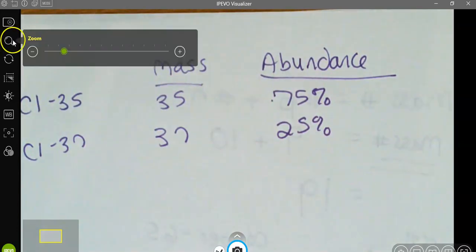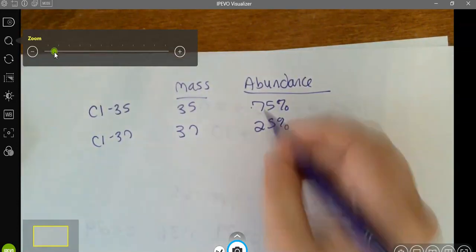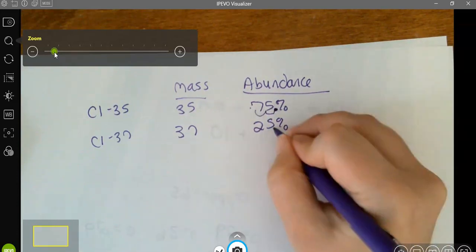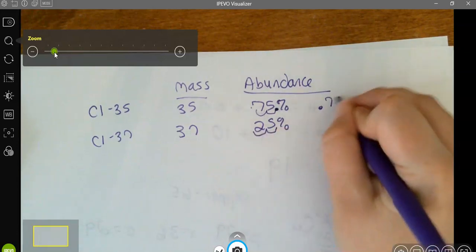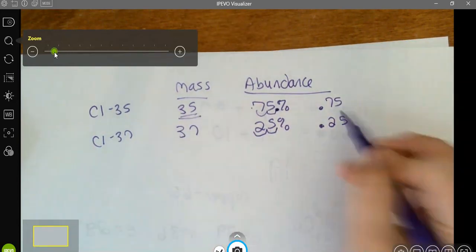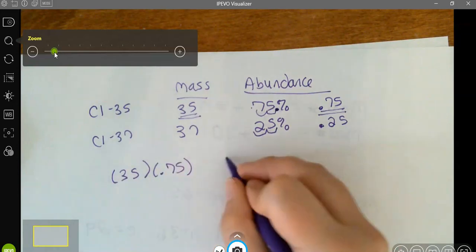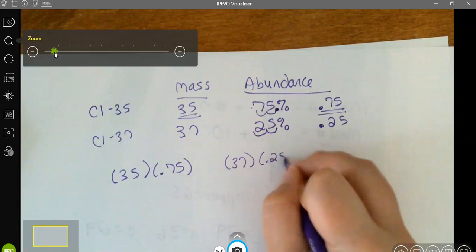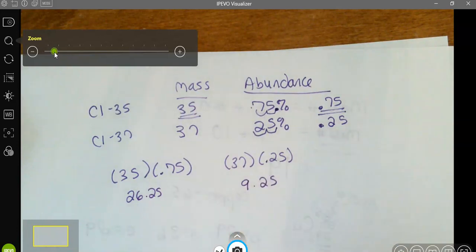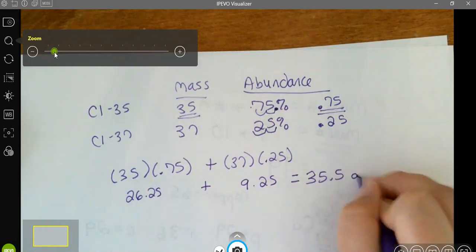Okay? Zoom out a little, that's a bit too much. There we go. Okay, so we have to change that percent to a decimal. The easiest way to do that is to move the decimal place 2 places to the left. So I get 0.75 and 0.25. Now, I have to multiply the mass times the percent as a decimal. So I have 35 times 0.75, and I have 37 times 0.25. And I get 26.25 and 9.25. I have to add those results together, and when I do that, I get 35.5 atomic mass units.